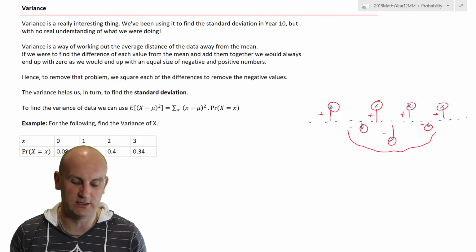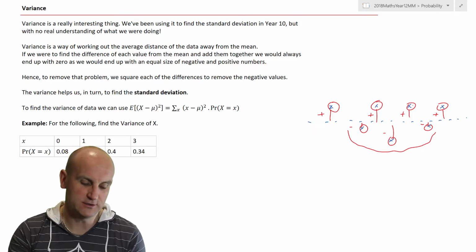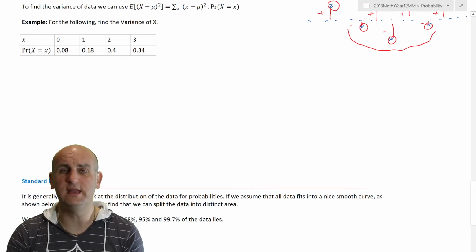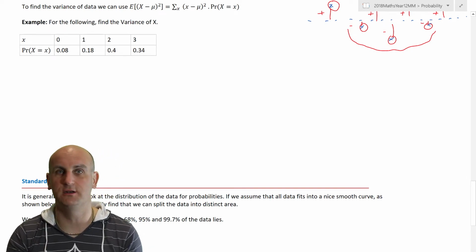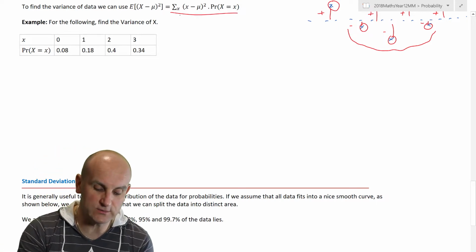Now, that doesn't actually make a huge amount of sense, which is later on why we come back to standard deviation. But let's not rush things. Now, to find the variance of the data, we can use all sorts of information, but there are actually two formulas we can use. The first one is this one here.